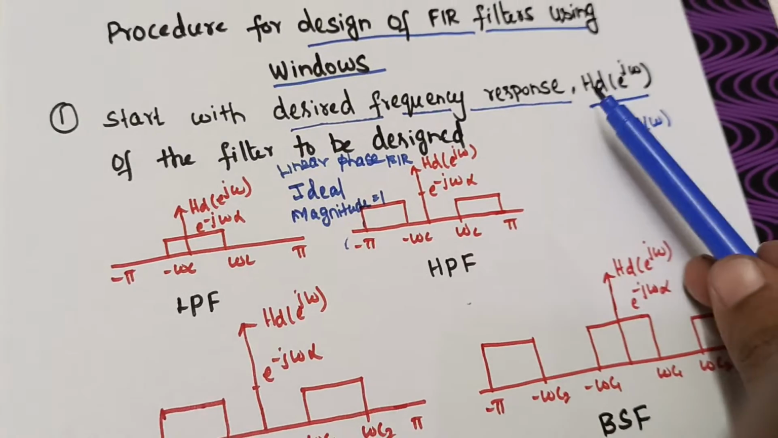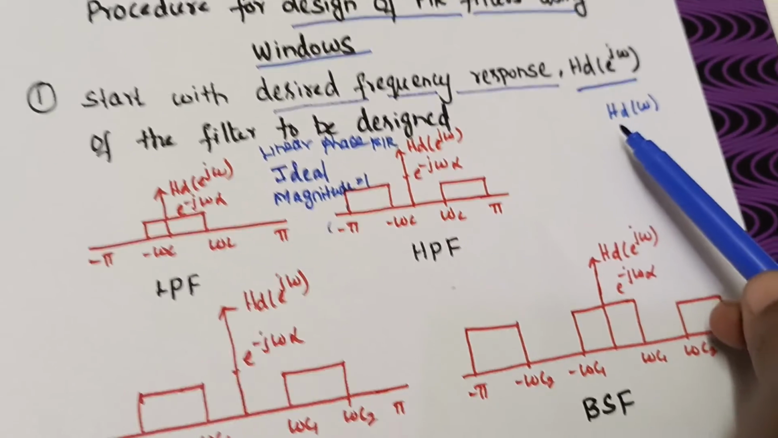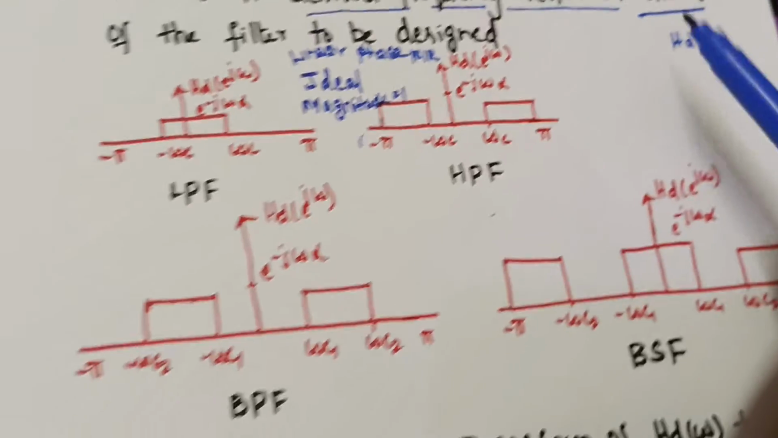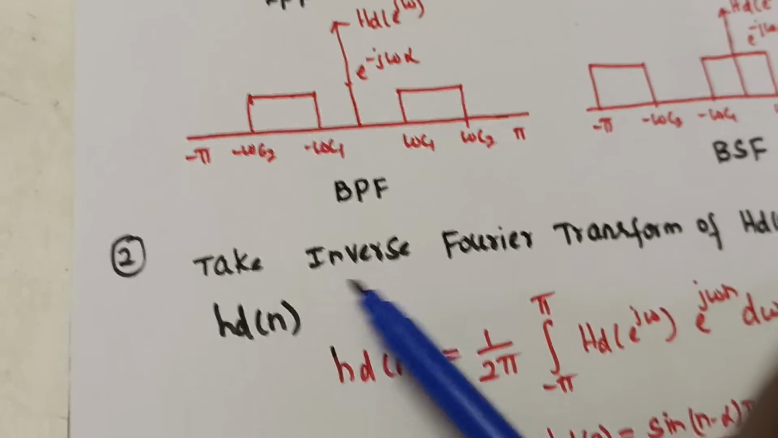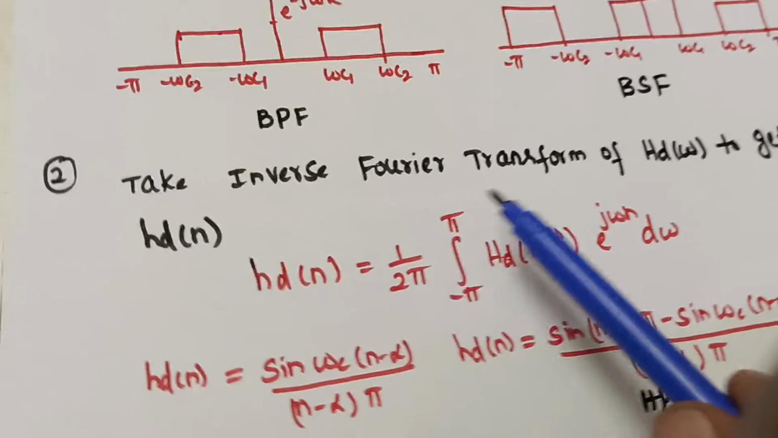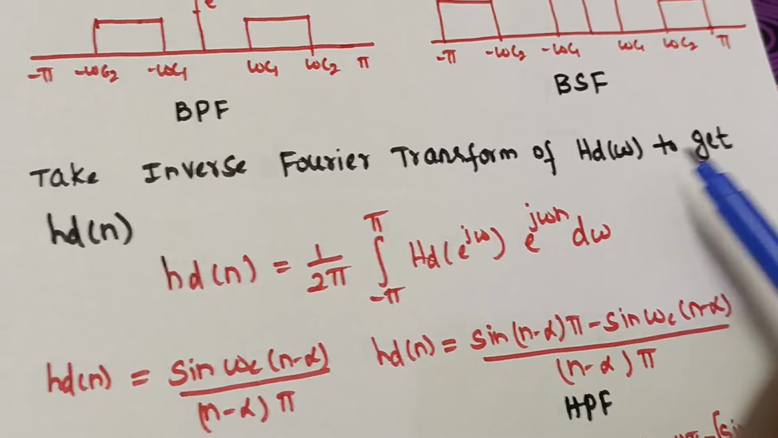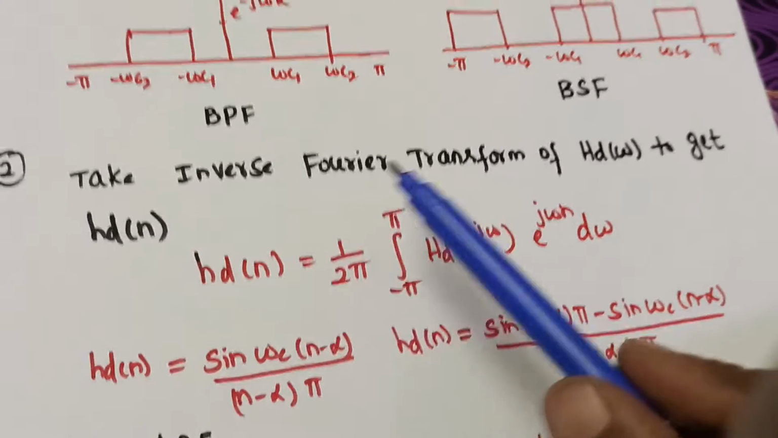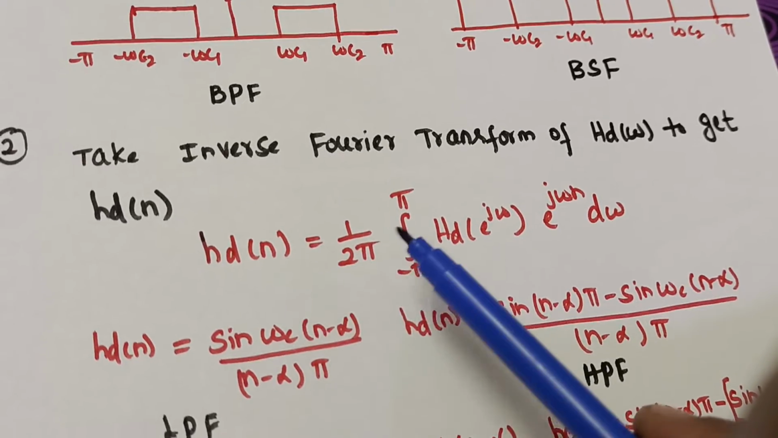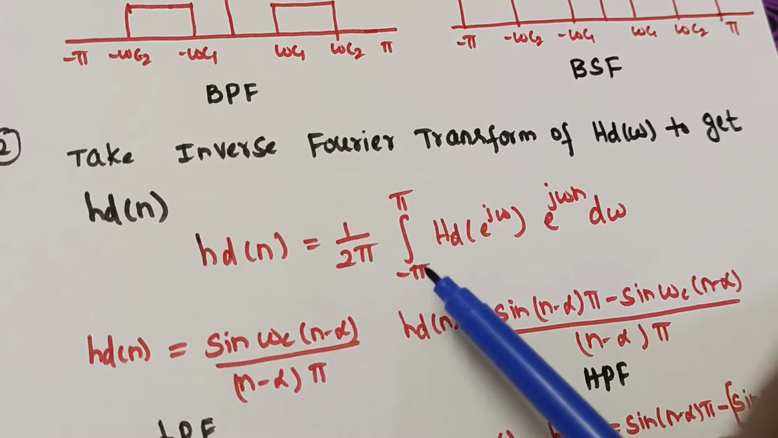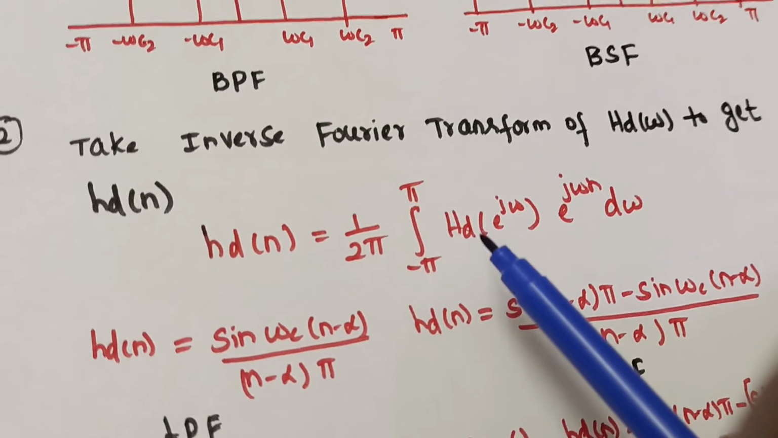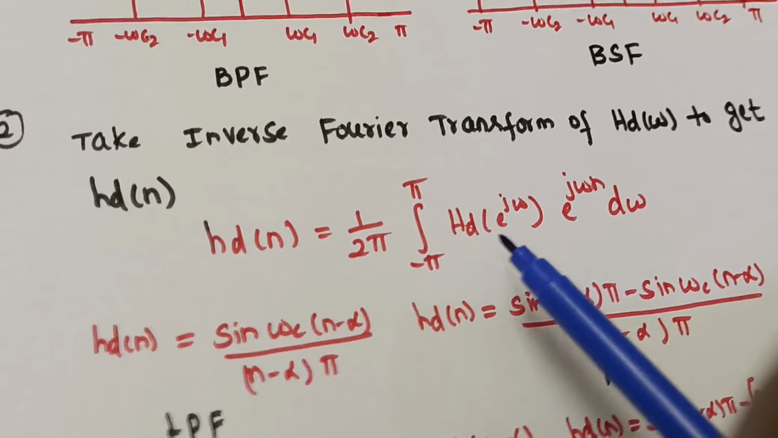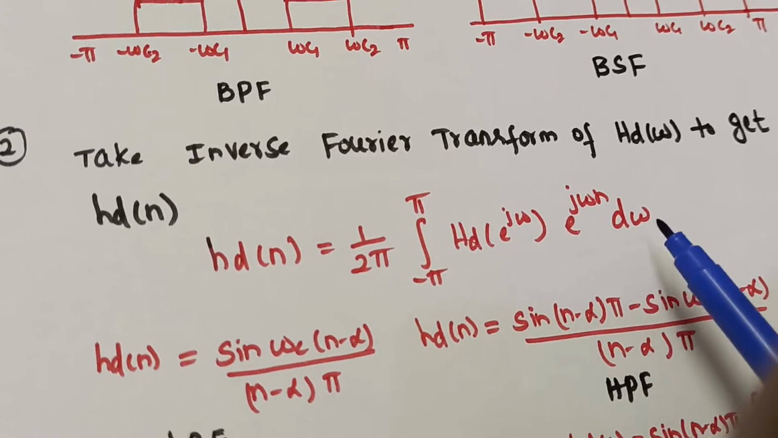You have to start with the desired response hd of omega, or you can say hd of e power j omega. The second step is to take the inverse Fourier transform of hd of omega to get hd of n. So hd of n is given by 1 by 2 pi, integral from minus pi to pi, of hd of e power j omega, e power j omega n, d omega.